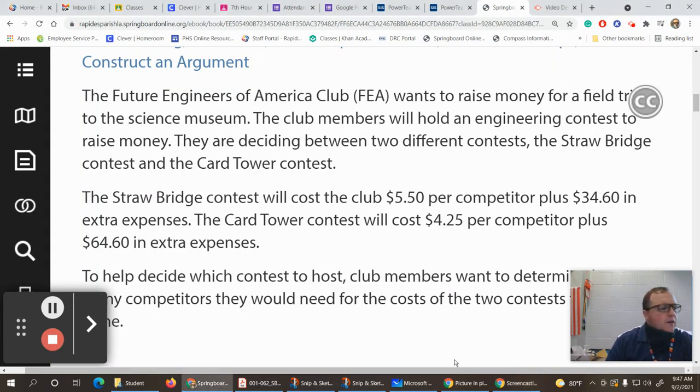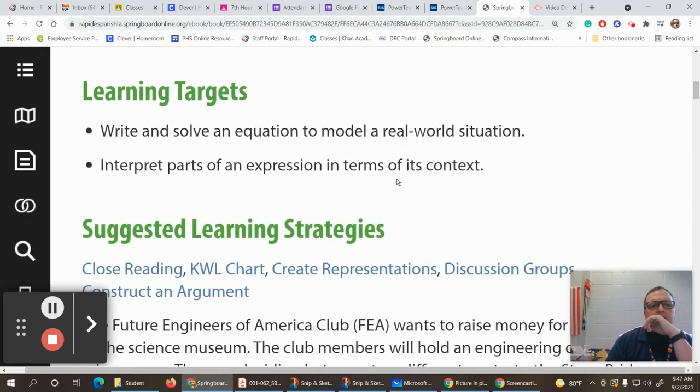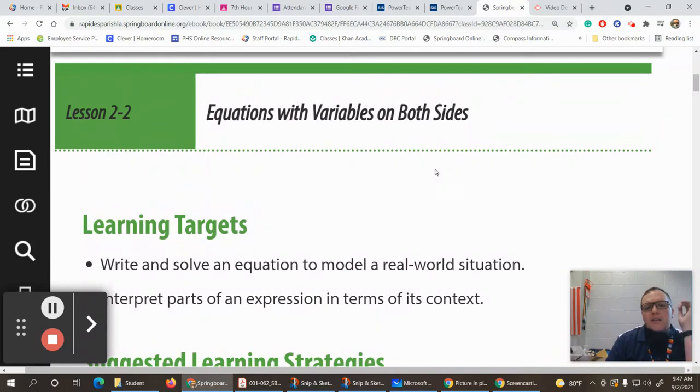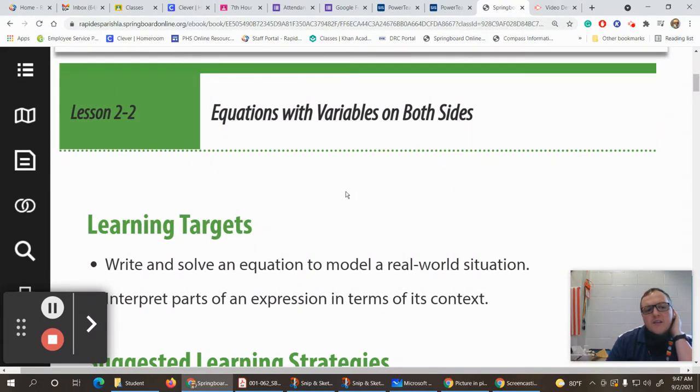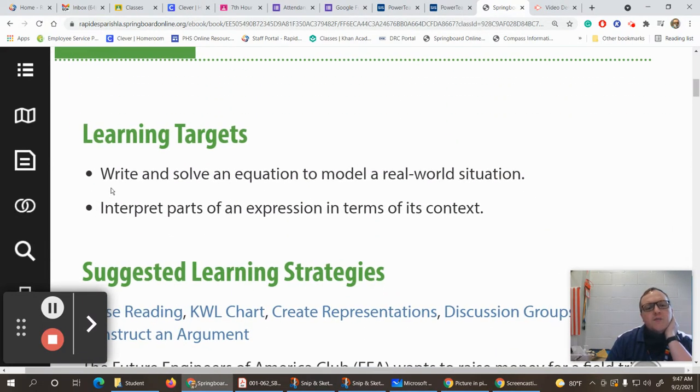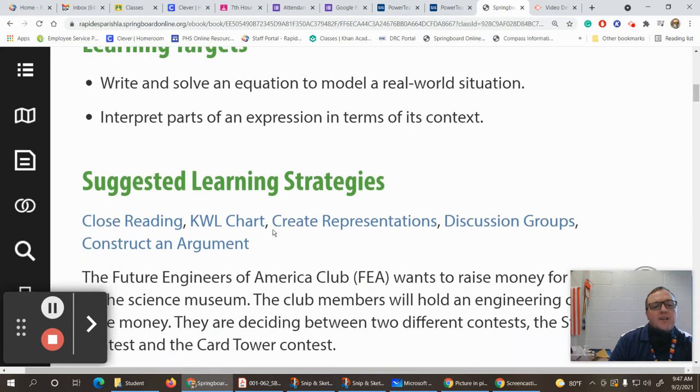All right, so we are on lesson 2-2. Lesson 2-2: Equations with variables on both sides. The learning target for today is to write and solve an equation to model real-world situations and to interpret the part of the expression in terms of the context.